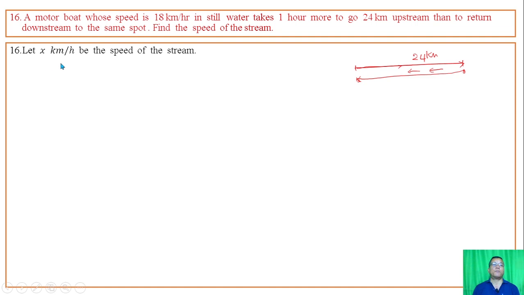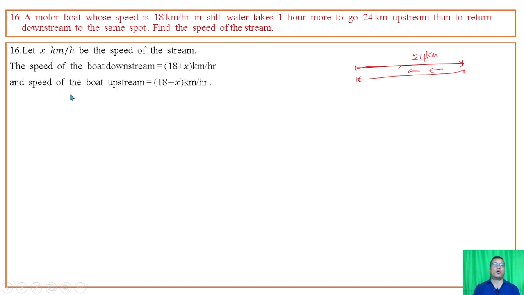Let x km per hour be the speed of the stream. The speed of the boat downstream is the speed in still water plus the speed of the stream, so it is 18 plus x km per hour, and the speed of the boat upstream is 18 minus x km per hour.